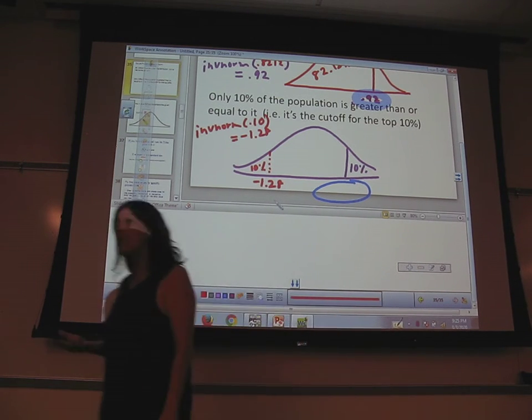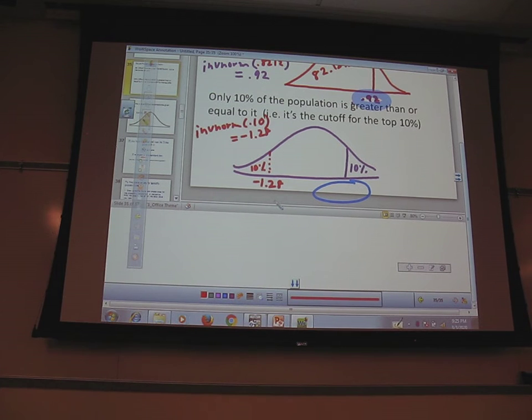So you could do it that way, but you darn well better keep your negative straight and realize that if you're doing it over there, it really is on the other side. You're doing the opposite side, so you better make it positive. Me and Joey did 0.9. Or, if you have 10% on the right, what percent is on the left? 90%. So then you do inverse norm of 0.90 and you'd get 1.28.